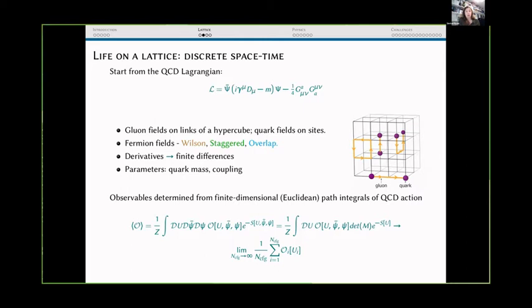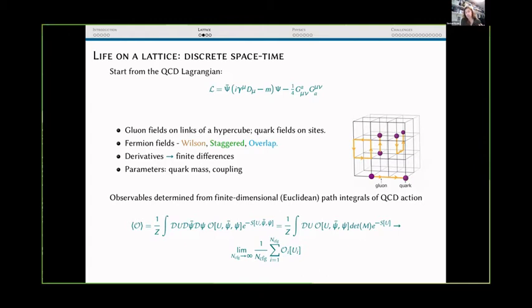So the first point is that we, of course, start from the QCD Lagrangian, which you can see here, and then one can think of the gluon fields as the links in this hypercube, which you can see a cartoon for here, while the quark fields live on the sites of this lattice. The discretization for the fermion fields can be done in a number of different ways, and you may be familiar with some of these ideas: Wilson fermions, staggered, and overlap.